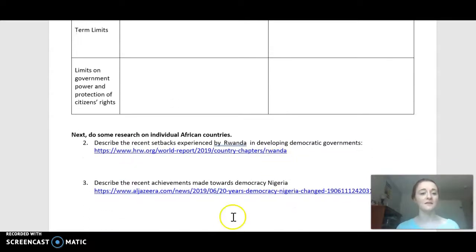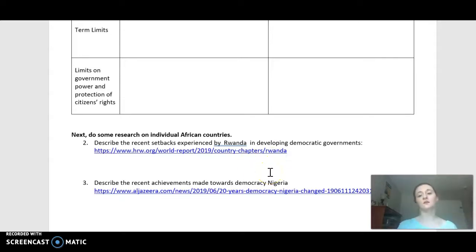Okay. Next, you're going to do some research on individual African countries. The first one: describe recent setbacks experienced by Rwanda in developing democratic governments. So this is your chance to take a look at a 2019 report. They do have 2020 reports, but there's not that much data yet, whereas for 2019 there's a lot of data. In this case, it's for Rwanda.